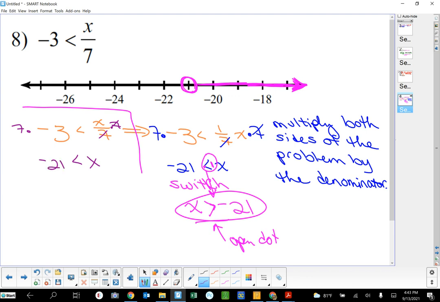I think you're going to have to deal with the fractions. They're not going to go away. So, but those are it.